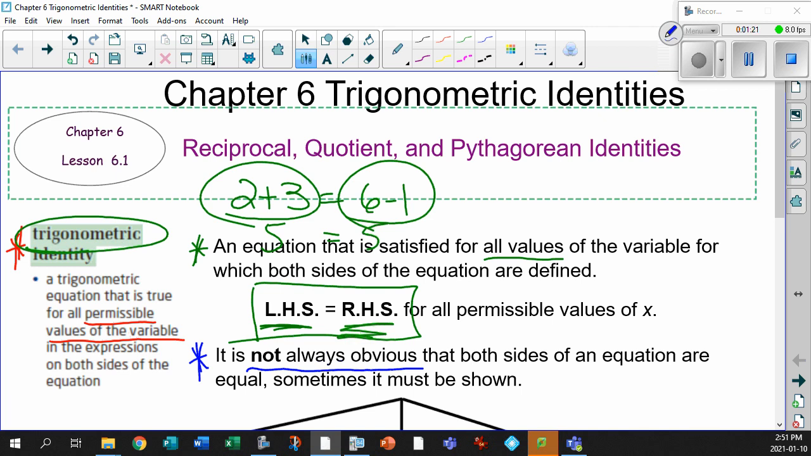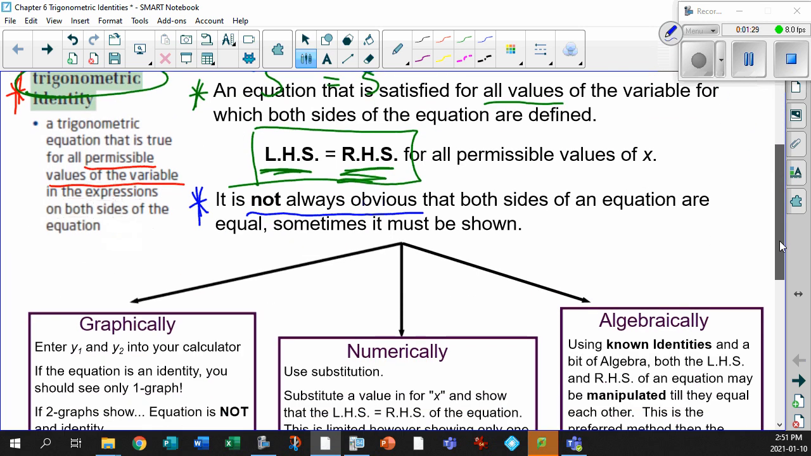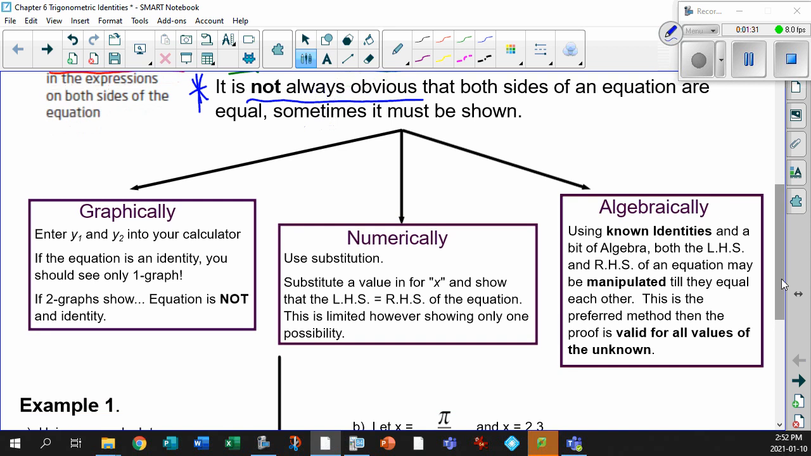So you've got to play around with these nice little equations, work them out, and see if you can make left side equal to right side. Well, how do we do that? Three different ways. Number one, you can do this graphically. Take your left-hand side, put it under y1. Take your right-hand side, put it under y2. Throw them onto your calculator.